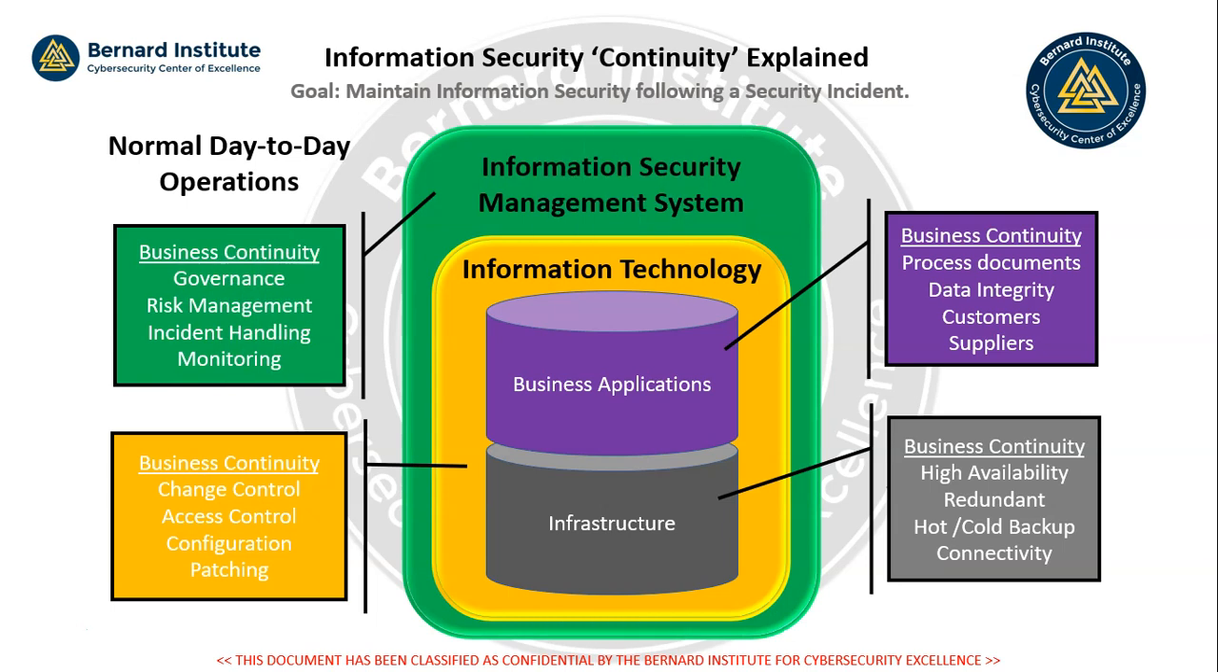And then you have business continuity. Behind the technology is an information security management system, such as the one in ISO 27001. Business continuity activities around information security include governance, risk management, incident handling, and monitoring.